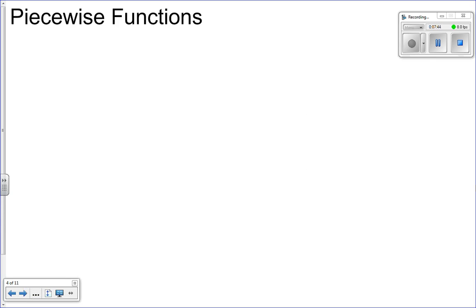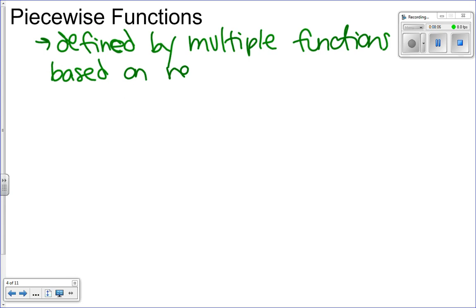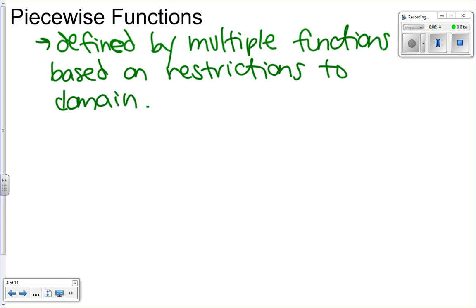We've already talked about piecewise functions a little bit on day 1. Piecewise functions are functions that are defined by multiple functions. These are always going to be restricted on your domain, so it is based on restrictions to your domain. So these are the functions where I'm going to give you 3 different functions, and I'm going to tell you which x values they apply to. And you're going to graph these for me so you can visually see what's happening for each function.